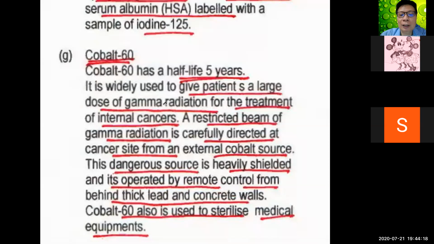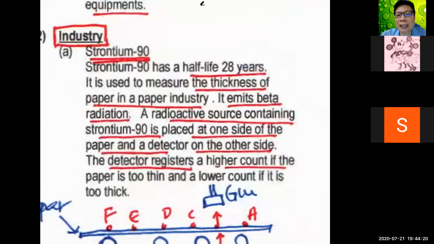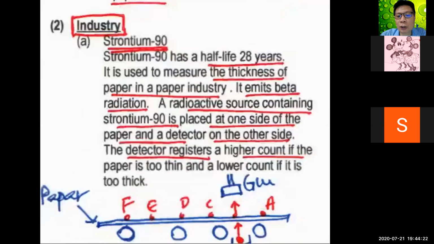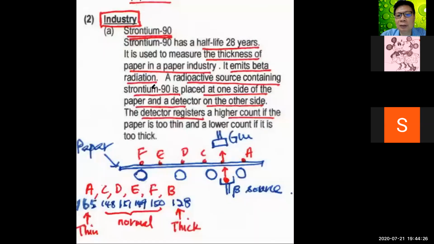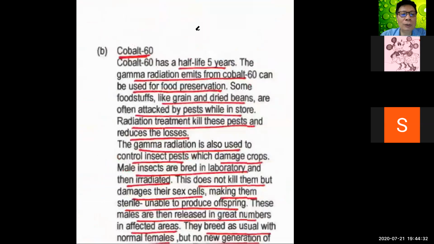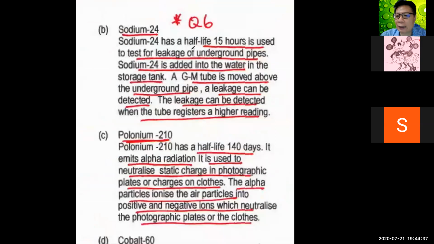Remember that, okay. After that, we go into industry, correct or not? Strontium-90 is used to check the thickness of paper. Strontium-90 uses beta. And also sodium-24 to check the leakage of underground pipes, to check whether the pipe has a leak or not.